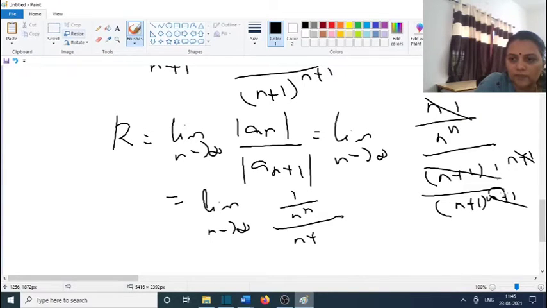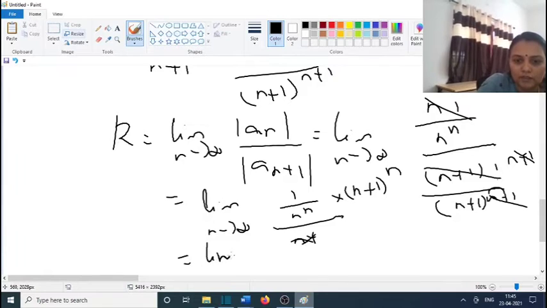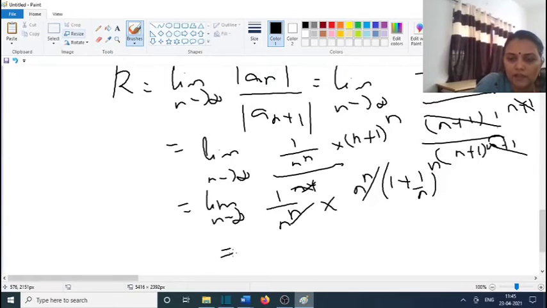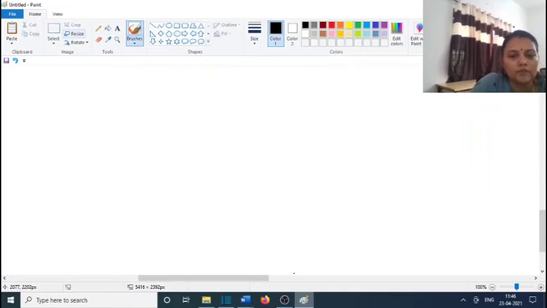We can take the (n+1) raised to n to the top. So limit n tends to infinity of 1 by n raised to n into n raised to n into (1 plus 1 by n) raised to n. So this we can cancel, and the answer is e. So the radius of convergence is e.